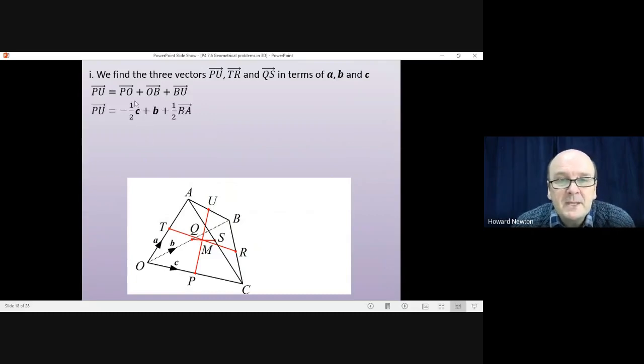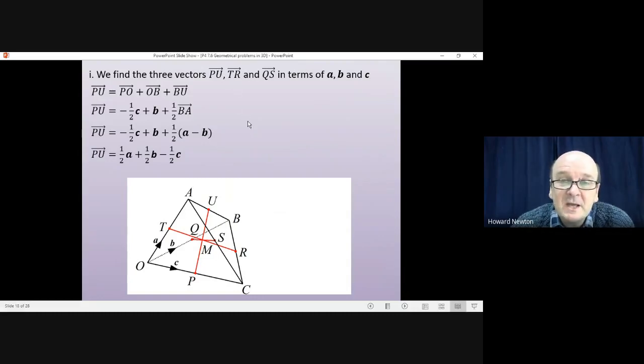The vector from P to O, that's minus a half of C, because I'm going backwards along it, plus B. And then the vector from B to U will be a half of the vector from B to A, because we know that that's the midpoint. And the vector from B to A is given by the position vector of A, take away the position vector of B. Multiplying out the brackets, collecting things up, gives us the vector from P to U is equal to a half A plus a half B minus a half C.